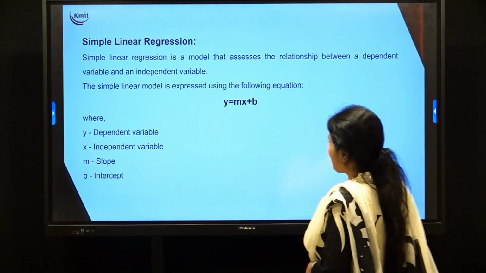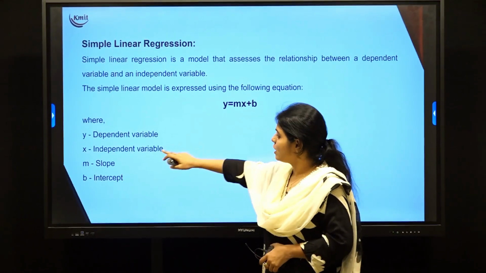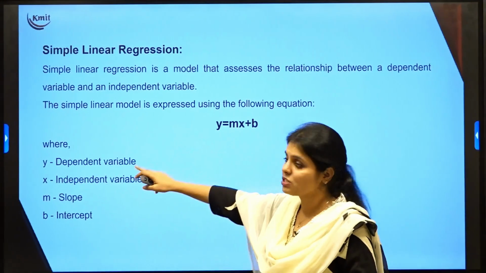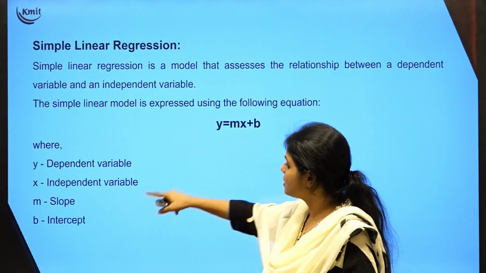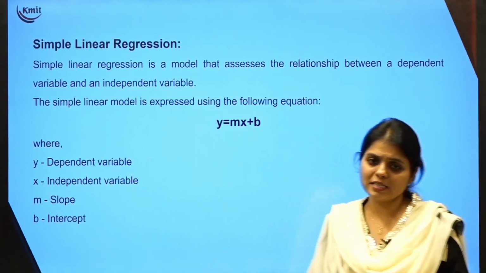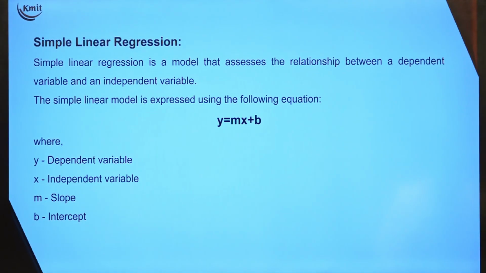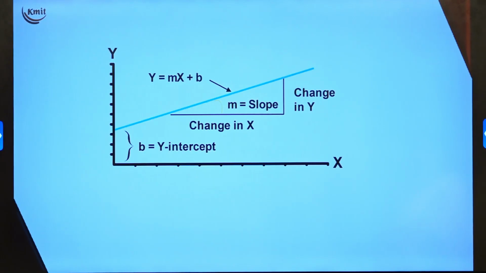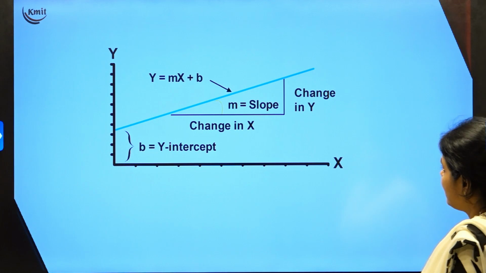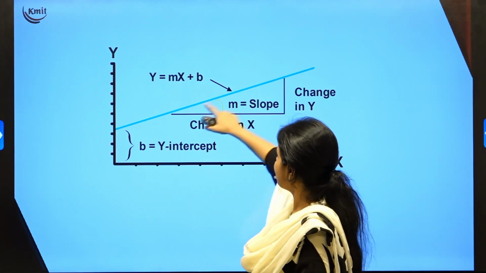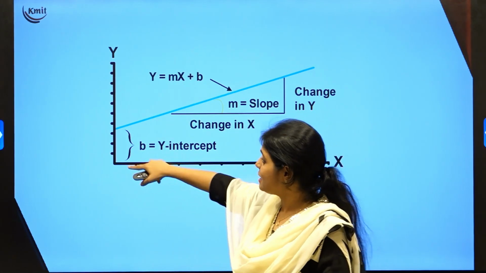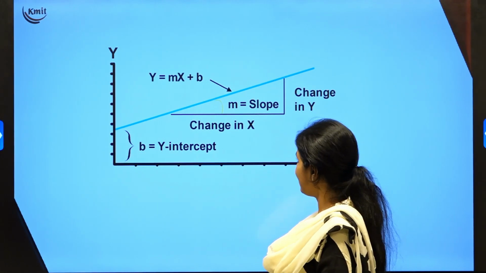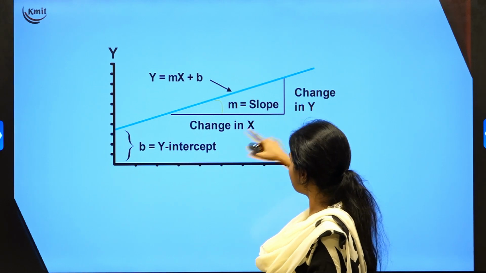Here x is the input, which is called the independent variable, and y is the output, which is called the dependent variable. m is the slope and b is the intercept. All of us know about a simple linear equation, right? Based on this, we will calculate the dependency of the output on the input. I am trying to plot the graph between x and y, calculating y based on the input variable x and also the intercept and slope.